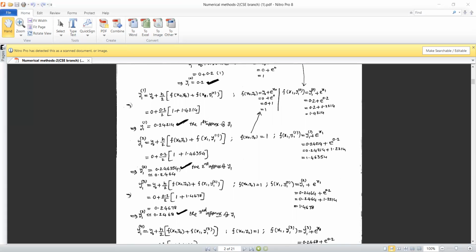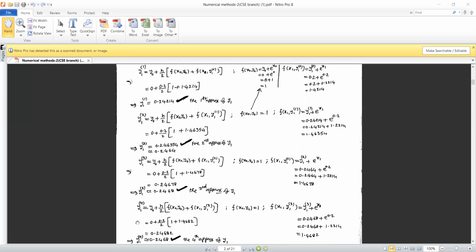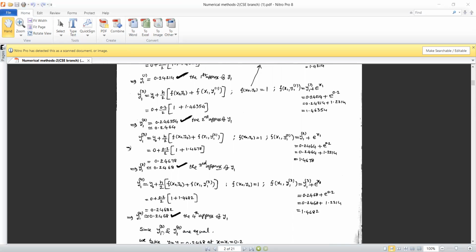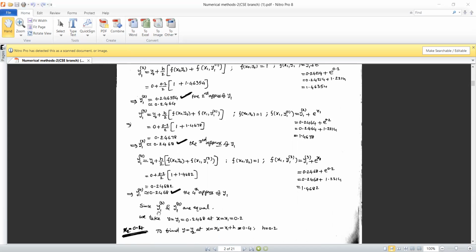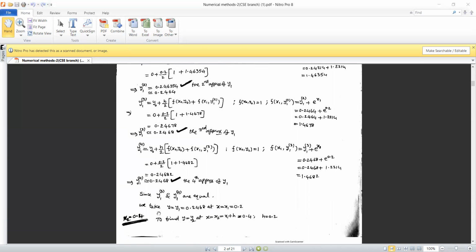So finally, when the two consecutive values are similar, we can consider the first value y1 is 0.24268. Now recall what this y1 value is. This y1 value is for x equal to 0.2. Okay, so this completes our first part. Now we have another y value also to be calculated at x equal to 0.4.